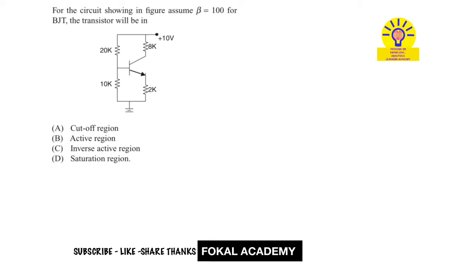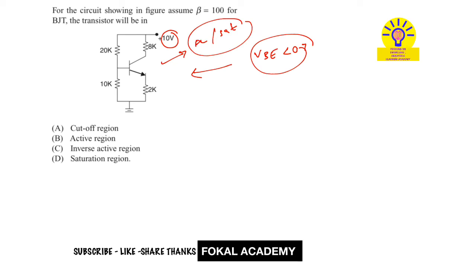See here, this problem is a very important model. Here a self-biased circuit is given. For the circuit shown in the figure, assume that beta is equal to 100 for the BJT. The question is whether the transistor will operate in the cutoff region, active region, inverse active region, or saturation region. Cutoff region means the base to emitter voltage VBE must be less than 0.7 volts. That is not possible in this circuit because the source voltage VCC of 10 volts is there. So this circuit may be in the active region or saturation region. Now check which one it is.